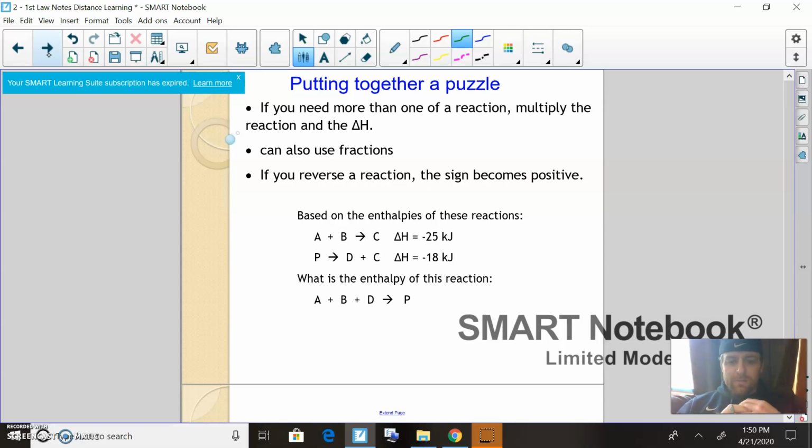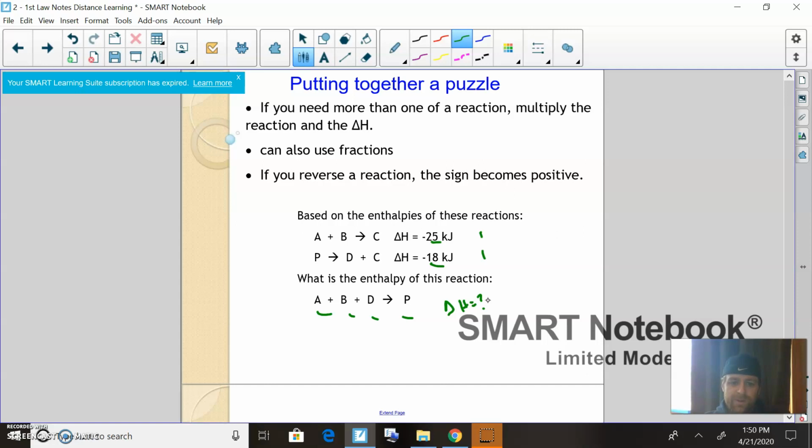A lot of people like this because it's a bit of a process, and they can do it. It just takes a couple of practice problems and you'll be good. So we know these 2 reactions. These are tabulated delta H's. Now here's what we want to do. We want to get A plus B plus D. This is the reaction we care about, and we want to find its delta H.